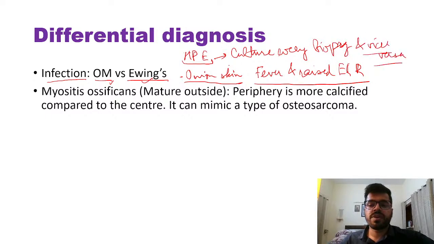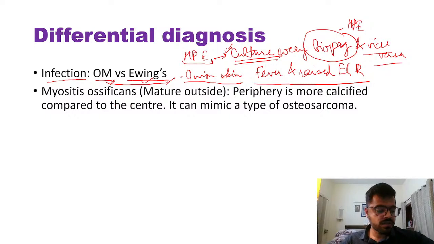So if you are suspecting infection and you want to get the cultures done, that is culture and sensitivity, you should also send the sample for biopsy, that is histopathologic evaluation, because they can present with similar presentations and there could be a diagnostic dilemma.